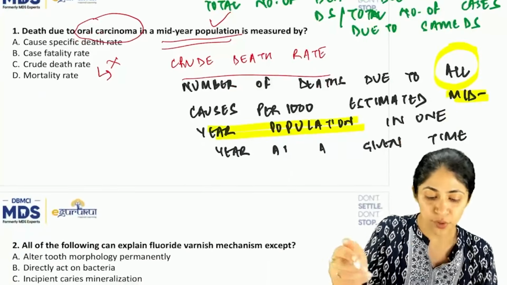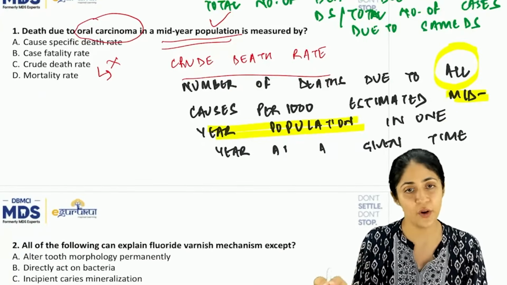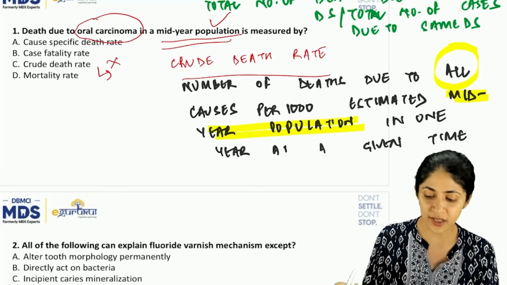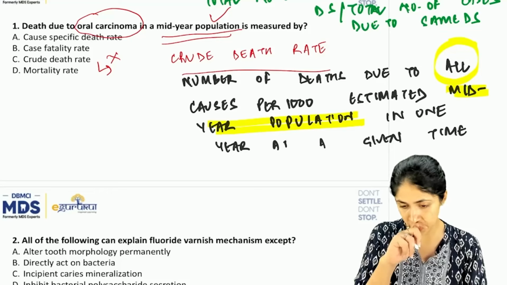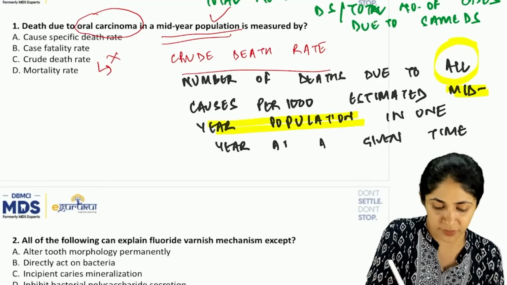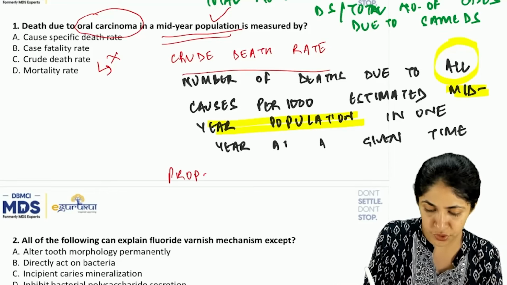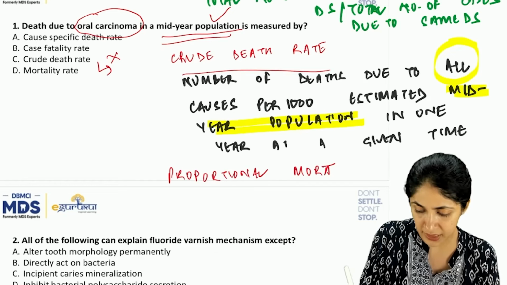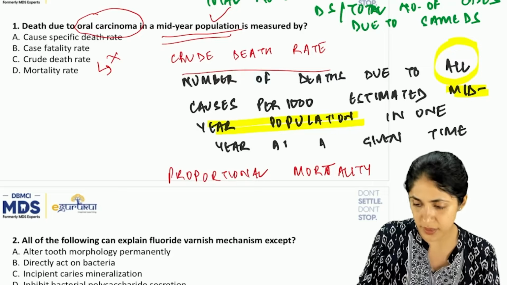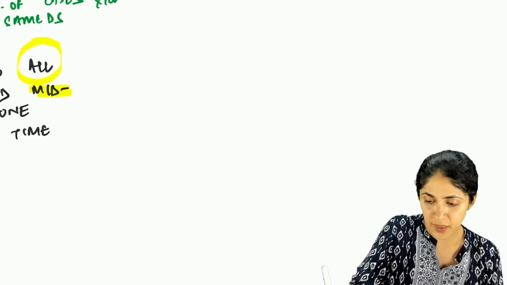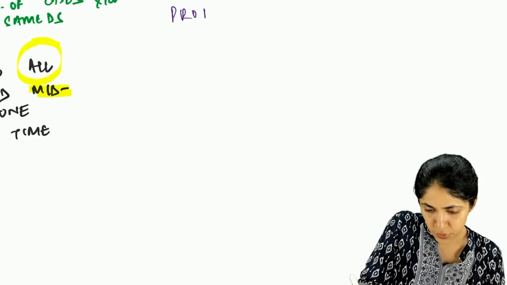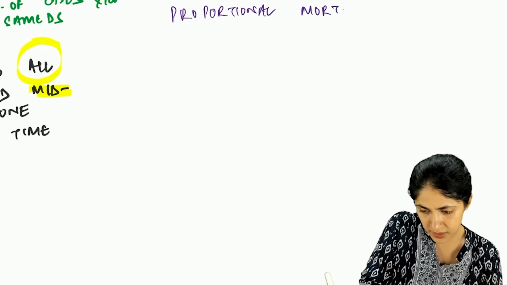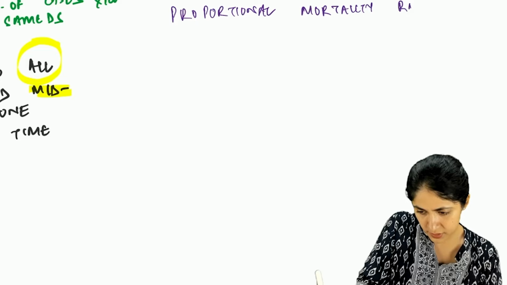The next is something called proportional mortality rate, okay. So here we are discussing mortality rate. What is the definition of proportional mortality rate, and what do we understand by proportional? Let me write here maybe. So what is proportional mortality rate, and why can't it be the answer?